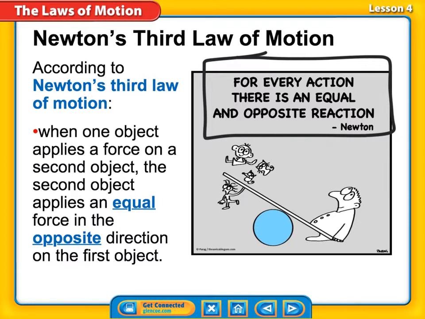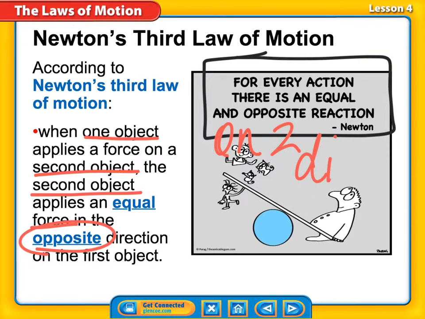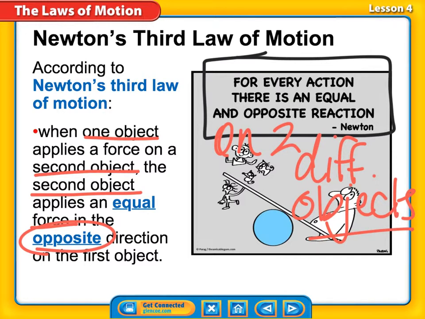So what you need to recognize here is that when one object is applying a force on the second object, the second will then apply a force back on the first, okay, in the opposite direction. One really big thing that I sometimes wish they would add here is that for every action, there's an equal and opposite reaction on two different objects. Okay, so keep that in mind as we're looking through here. We're talking about two different objects every single time.